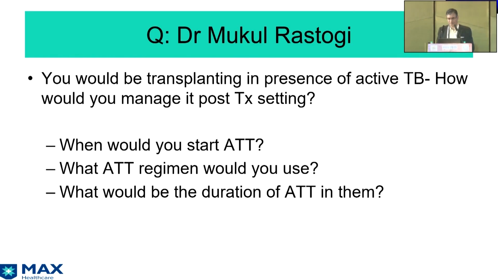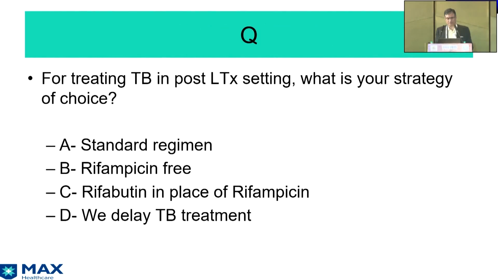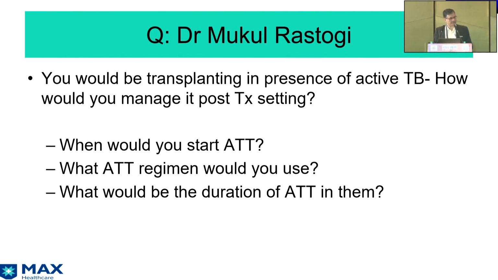I think we should go for transplant first. We have to make the patient survive and then treat the tuberculosis. So when to start ATT? ATT should be started when the liver functions become normalized, because a lot of things are happening after transplant. There are a lot of hemodynamic changes, a lot of rejections, or there are technical problems like Doppler studies for ischemia, or a lot of factors, sepsis.